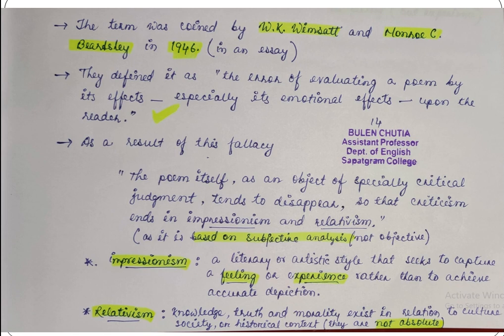As a result of this fallacy, that is, as a result of this error, the poem itself, as an object of specifically critical judgment, tends to disappear, so that criticism ends in impressionism and relativism. Here, you have to remember that the poem itself gets lost. That is, the originality of the poem, the charm of the poem, is lost due to such kind of fallacy, due to such kind of errors.